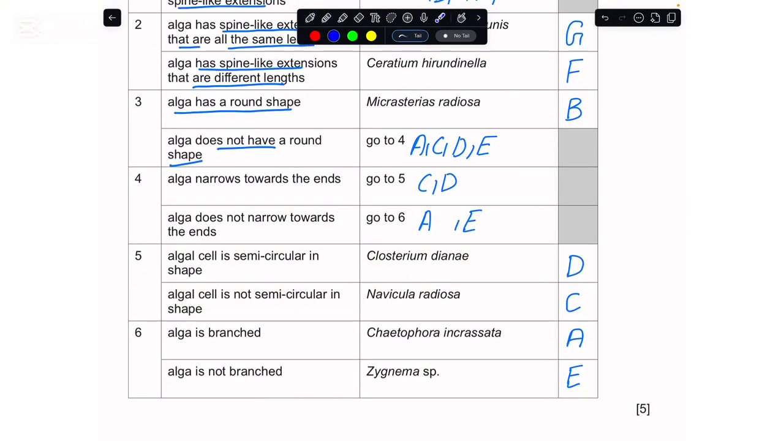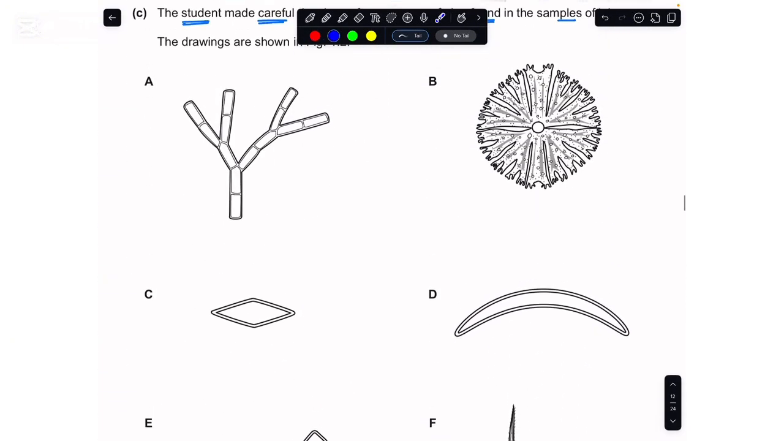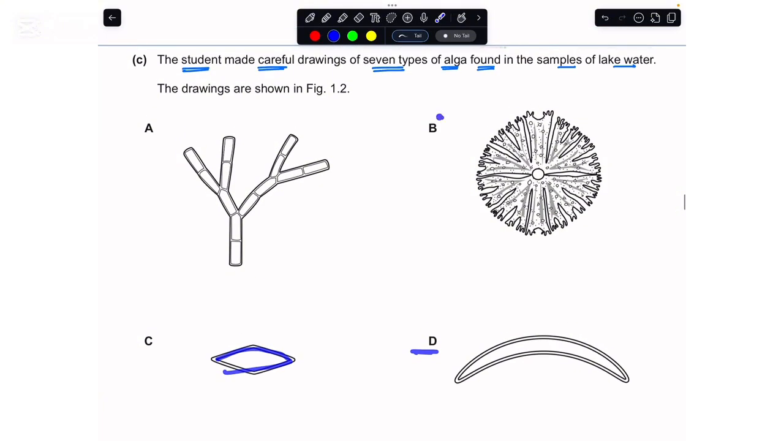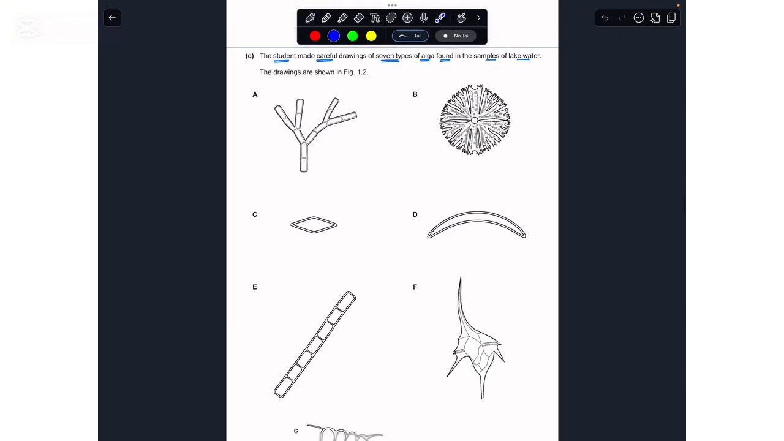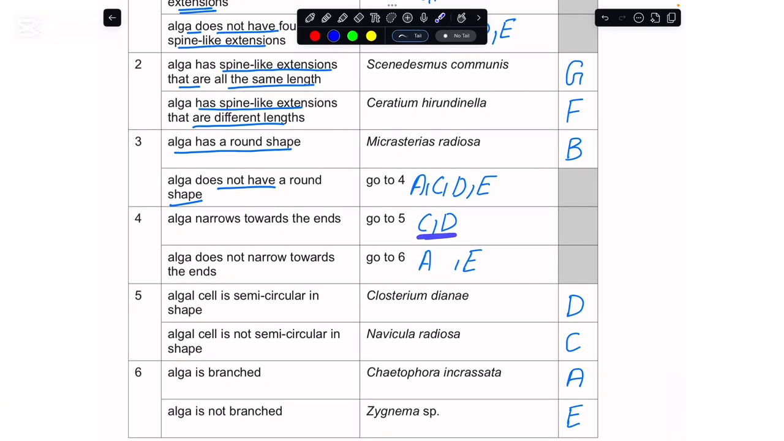You see that for the 4, they are saying that the algae narrows toward the ends, and the second point is that the algae does not narrow toward the ends. So if we just see on the diagram, the algae that are narrowing toward the ends are C and D, and that are not narrowing, we have got the rest of them, and that would be A and E because we have cracked the rest of them.